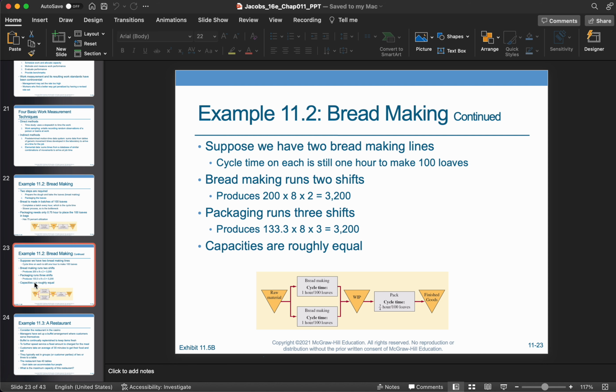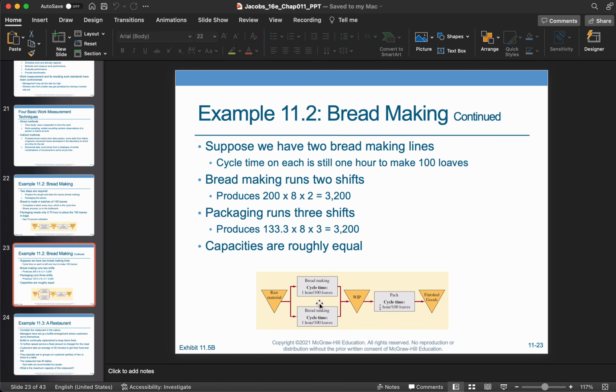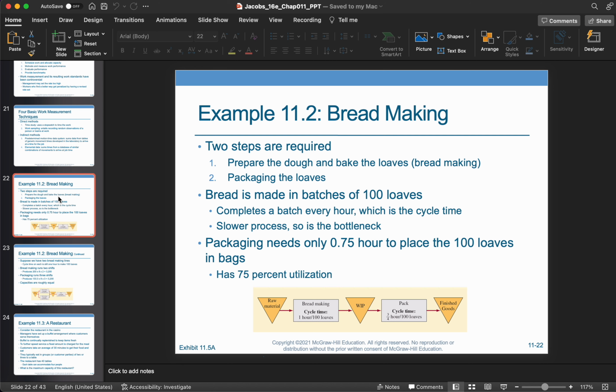Now, suppose that we see that packaging, we can package way more loaves than we can make loaves. So you say, hey, instead of having a single bread making machine, what if I had two bread making machines, right? Then what happens? So if I have two bread making machines, now I can produce not 100 loaves, but 200 loaves in 1 hour, right?